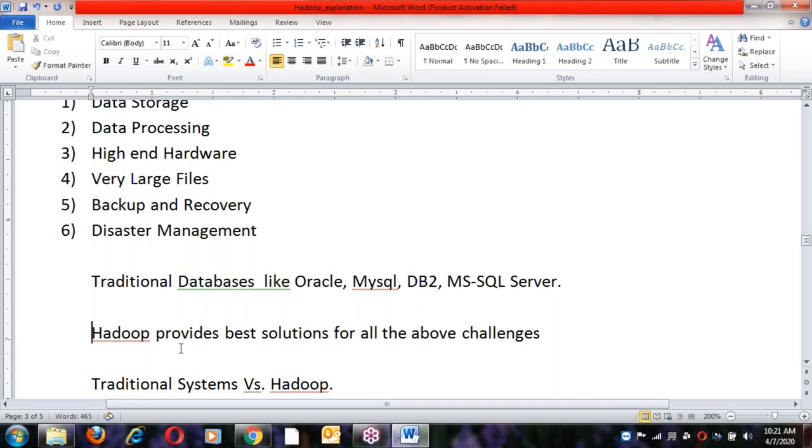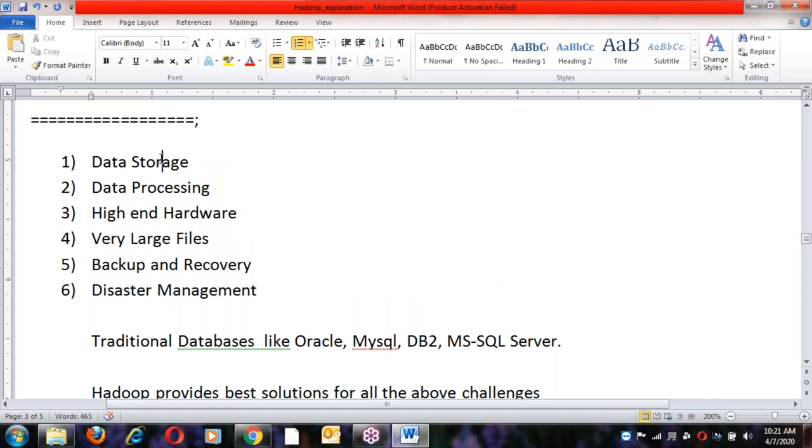What are the solutions from Hadoop? Let us see one by one. Solution from Hadoop: data storage. Data processing. High-end hardware. Very large files. Backup and recovery. Disaster management. These are the main challenges.